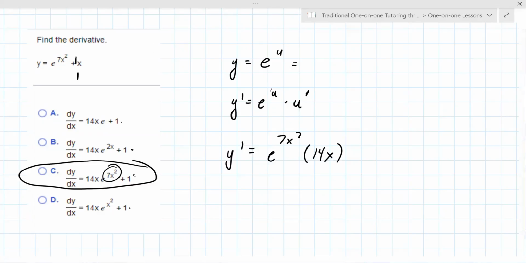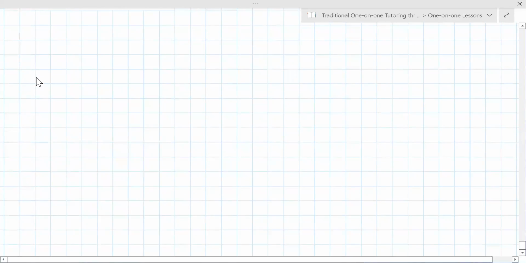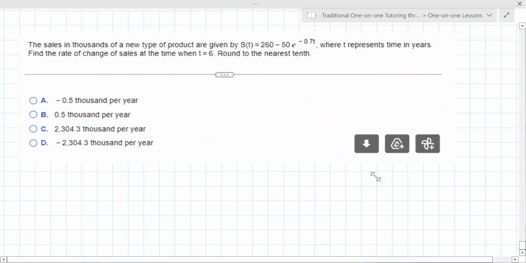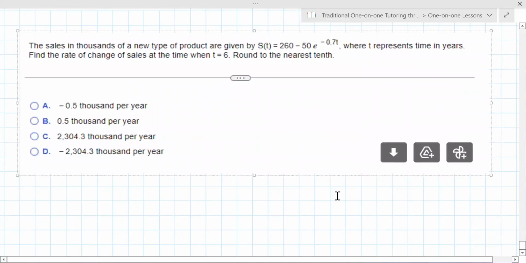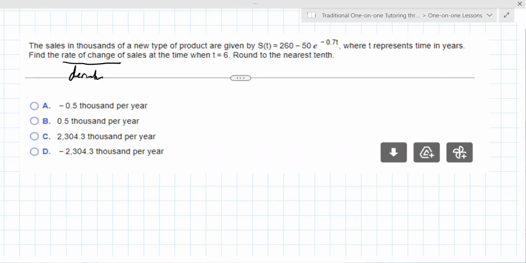Okay, let's see here, number 29. All right, the sales in thousands of a new type of product are given by S(t) equals 260 minus 50 e to the minus 0.7t, where t represents the time in years. Find the rate of change. So rate of change means derivative. Slope, tangent line, they all mean the same thing: derivative, derivative, derivative. Okay, round to the nearest 10th.